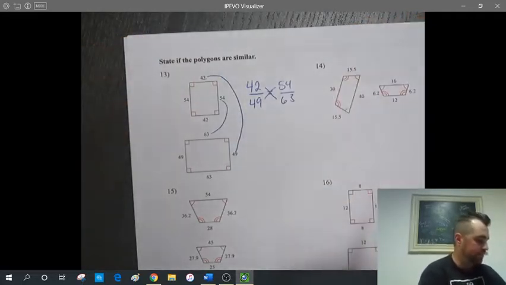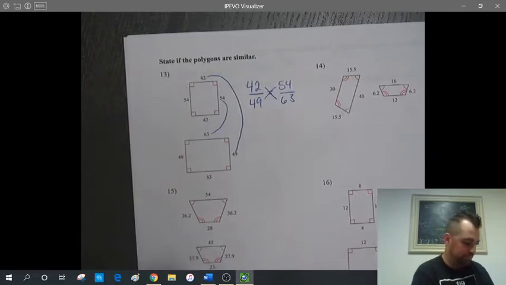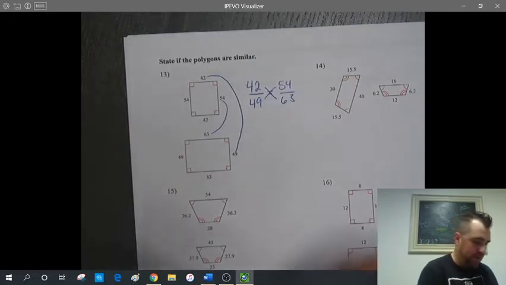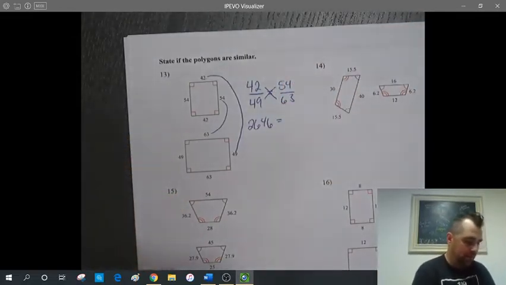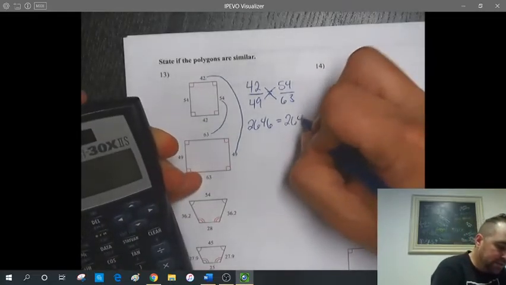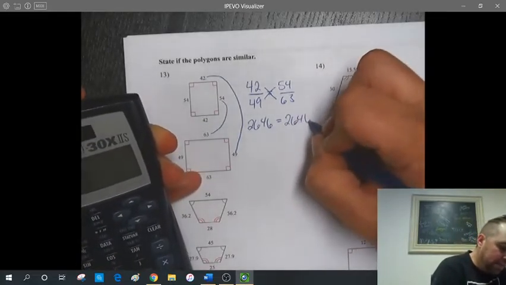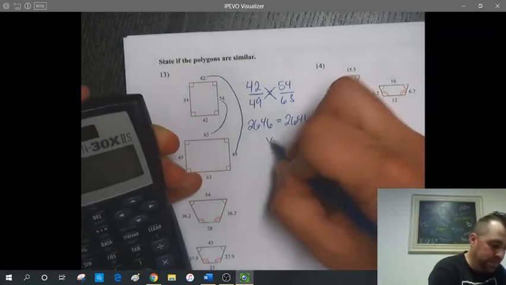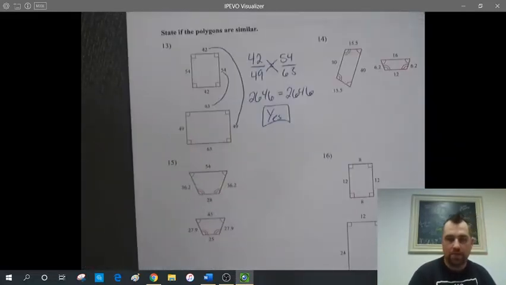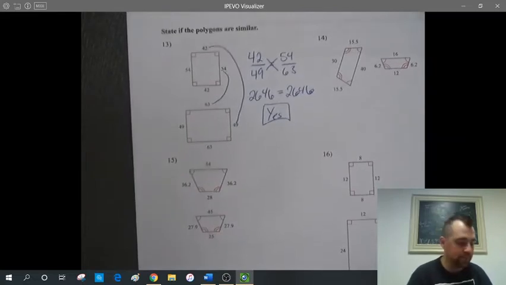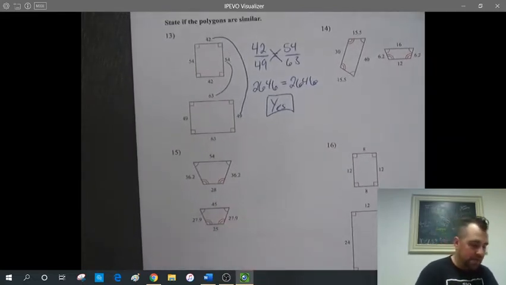Cross multiply. Here's where I'm going to grab a calculator. Multiply 42 times 63, 2,646, and then multiply 49 times 54, 2,646. And because the cross products were equal, that does show us then that that is yes to being two similar polygons. Okay, 15, same idea.